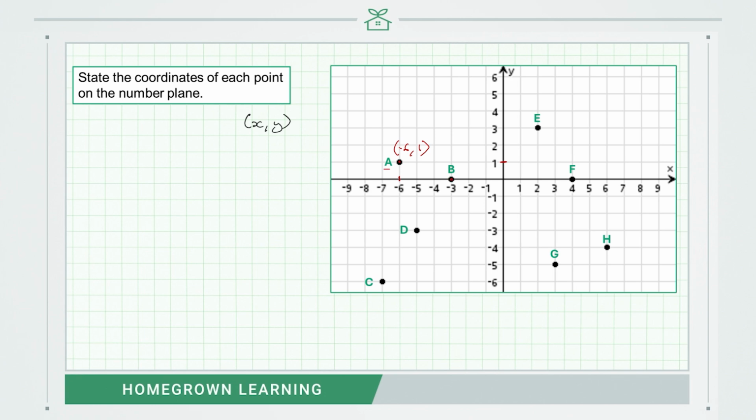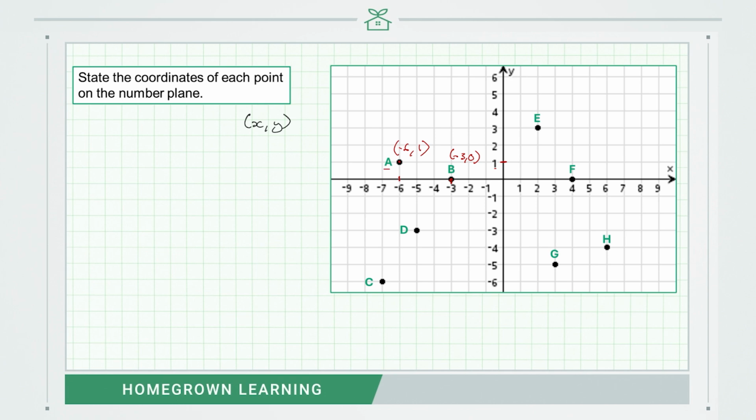Alright, looking at B, which is this point here, we can see that it intersects the x-axis at -3, but it doesn't move off the line. If it doesn't move off the line, that means how far up or down it is going to be 0. That means that this point here is going to be -3 for x, but 0 in its coordinates for y. So it's not moving off the line, it's rising by 0. If we're going to go to this point here, at 1, it would need to have a coordinate of 1.